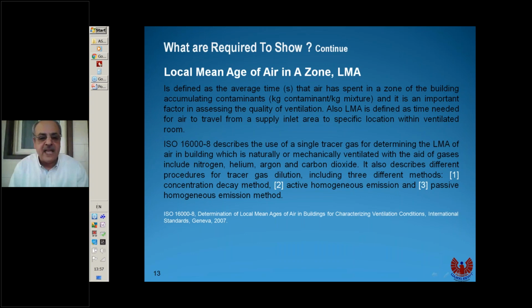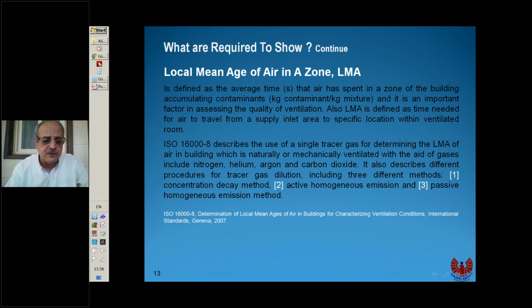To calculate the local mean age of a zone, I have to study after how many seconds this air reached a certain concentration, and we can compare it with the ideal case, the case of piston effect of air, where you feed the air from one side and bring it from the other side. This is what we call the optimum. In this case, we call it the ventilation effectiveness. But back to local mean age of air, this is a very important factor.